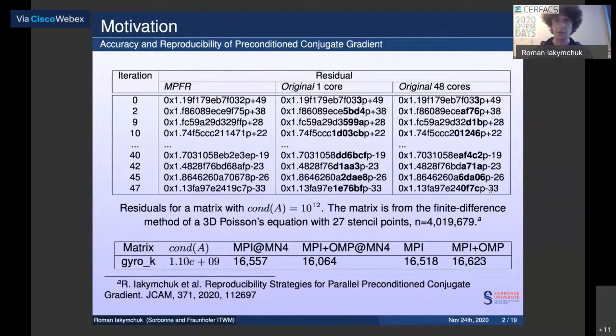And what came out of my studies, here in the table, you can see a simple preconditioned conjugate gradient method using a Jacobi preconditioner, and we report the residual when we try to solve a system of linear equations from the 3D Poisson equation with 27 stencil points. We have one-core runs and 48-core runs, and we compared to the MPFR library. We implemented it with about 2000 bits of intermediate precision.